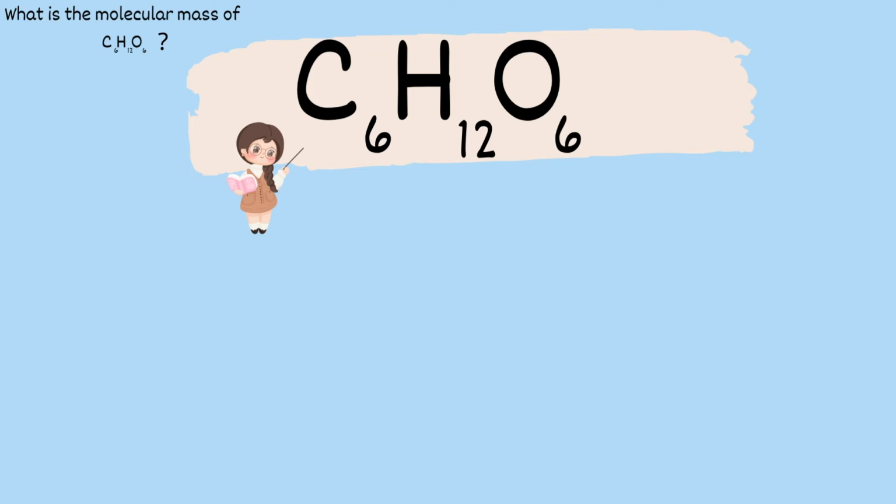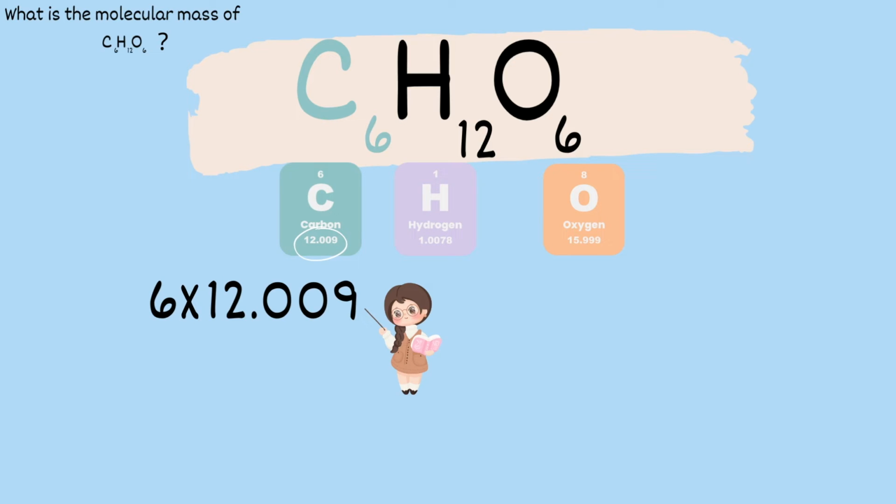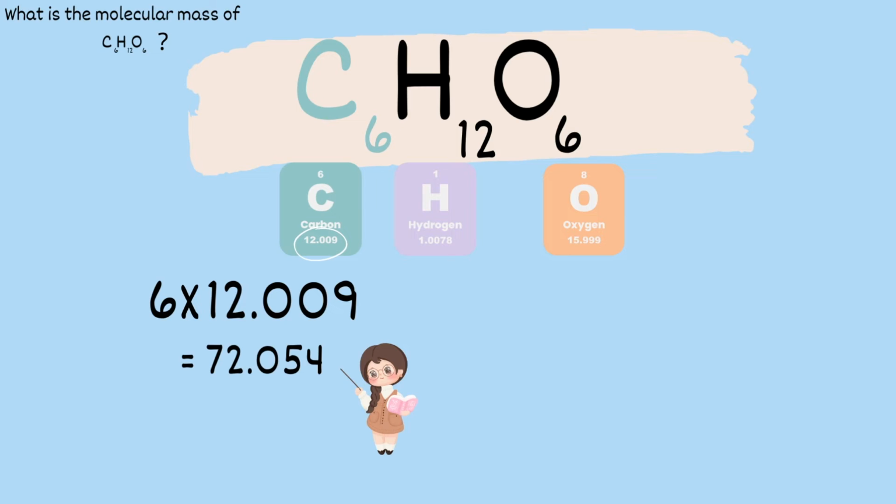The first step is finding these on the periodic table so we can get their molar masses. Now, we're going to break this compound down by each element one by one. Looking at carbon first, the little 6 subscript tells us that we have 6 carbon atoms here. So we're going to write down 6, and the molar mass is 12.009. So we're going to multiply 6 times 12.009, and we get 72.054.